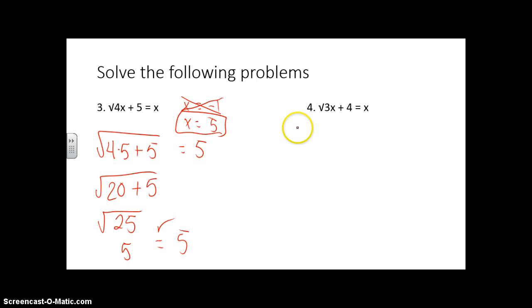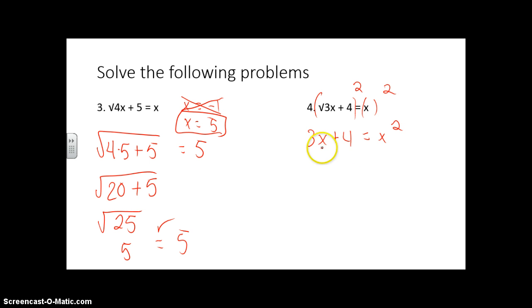Let's try another example of these. For number 4, we have the square root of 3x plus 4 equals x. I want to get rid of that square root sign on the left. So whatever I do to the left, I have to do to the right. So now I have 3x plus 4 equals x squared.